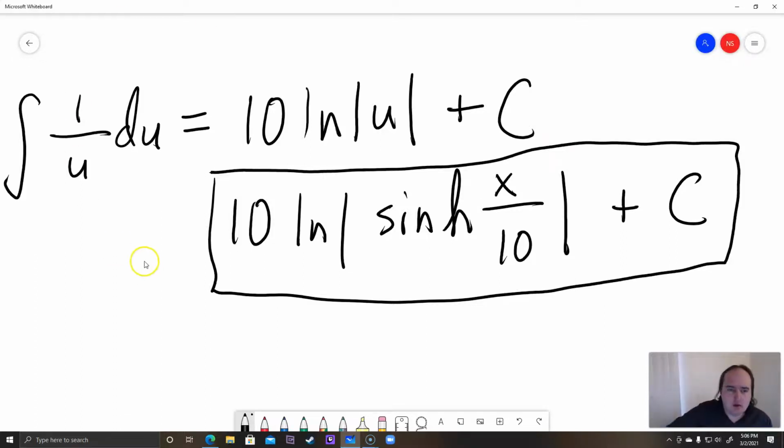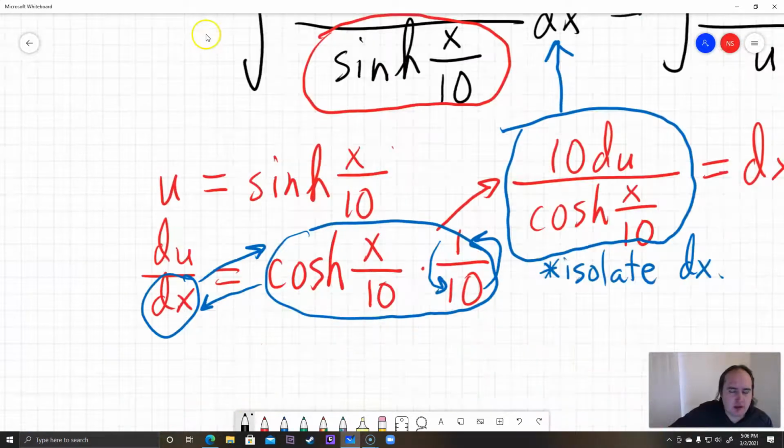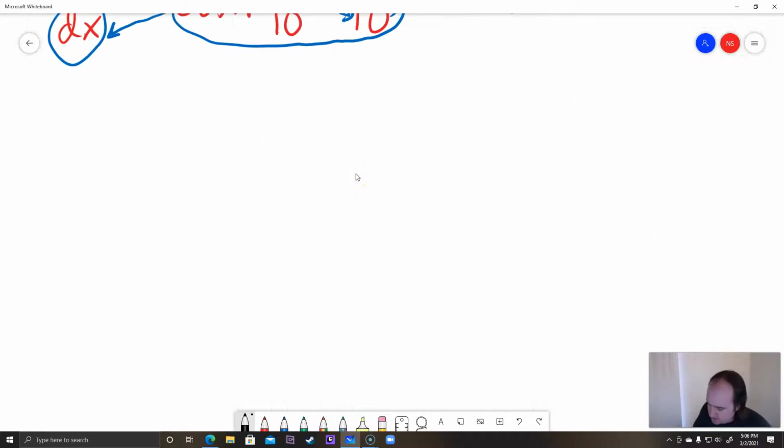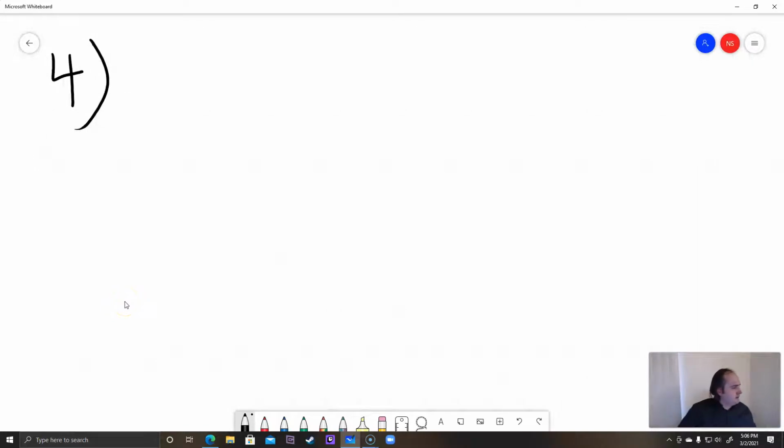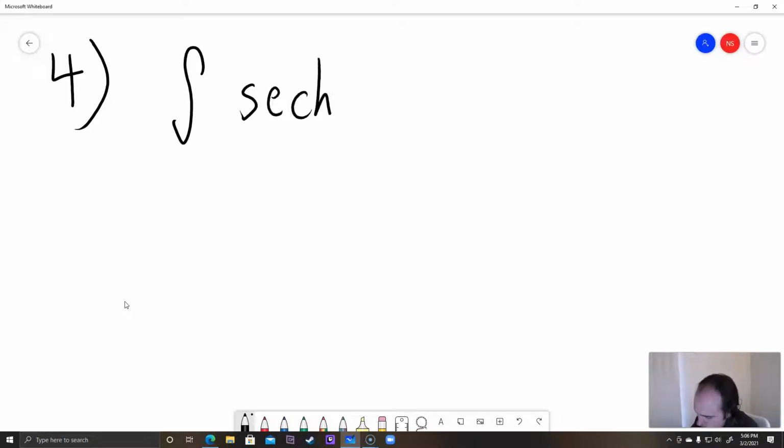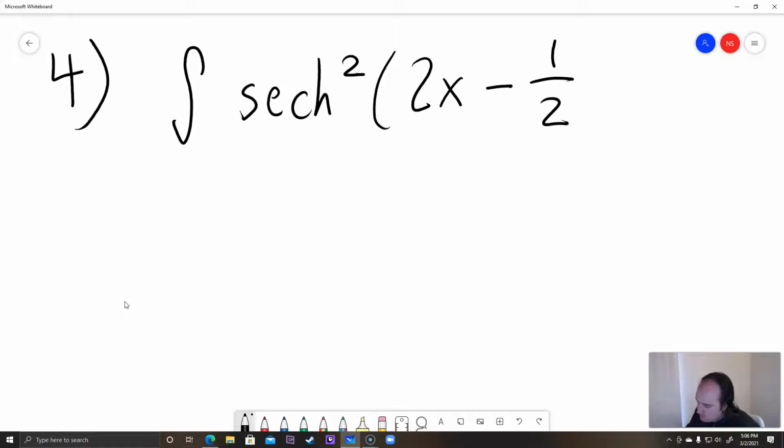Okay, so let's continue onward. That was problem number 3. So let's go ahead and take a look at problem number 4. Problem number 4 is the integral of, let me pull it up real fast, the integral of sec squared of 2x minus 1/2 dx. The integral of sec squared of parentheses 2x minus 1/2 dx.